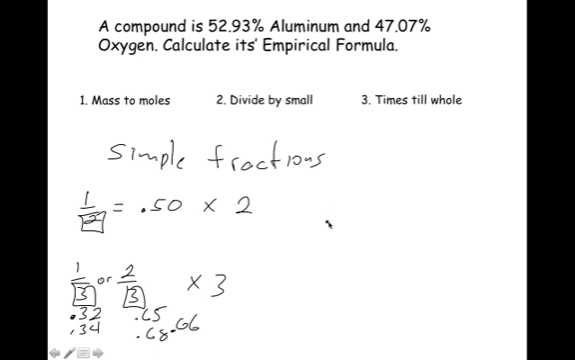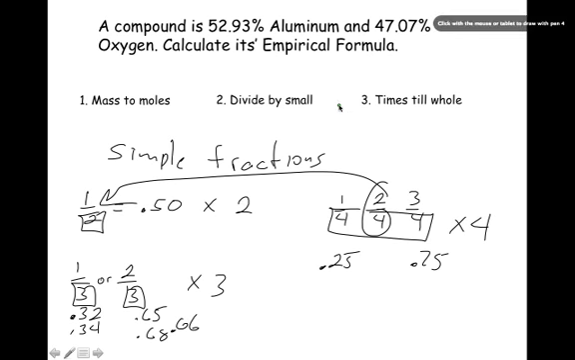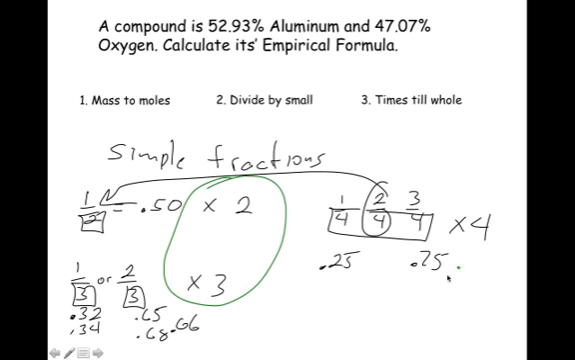On a more rare occasion, you may get a quarter, 1/4, 2/4, which reverts back to 1/2, or 3/4. So you're getting something right around 0.25 or 0.75. So you might get a 0.74 or a 0.27 or a 0.76. For those, you're going to multiply by 4 to get to a whole number. But most likely you're going to be multiplying by either a 2 or a 3, on a more rare occasion maybe a 4 on our problems. So that's your times till whole step.